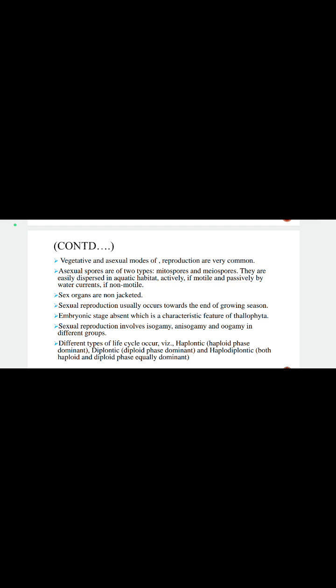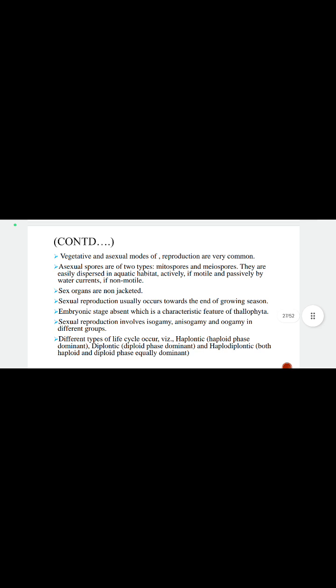In mitosis, the mitospores are asexual spores that have the same set of chromosomes as the parent body. In meiosis, meiospores are produced by meiosis. Meiospores are haploid spores that show genetic variation and help the species adapt. They are easily dispersed in aquatic habitat, actively if motile and passively by water currents if non-motile.